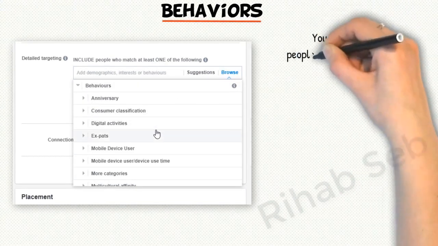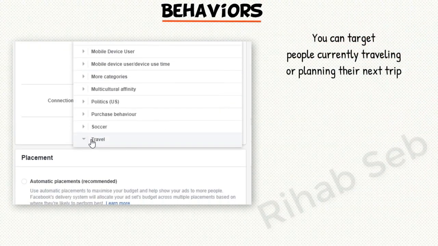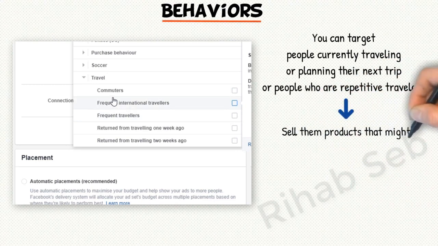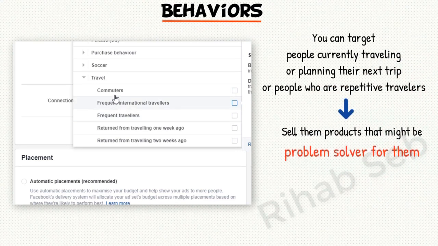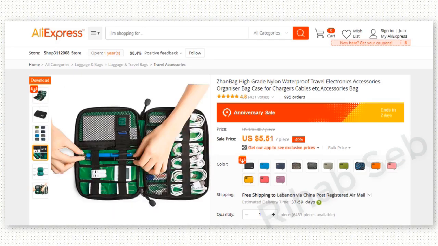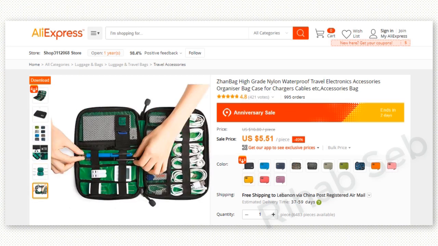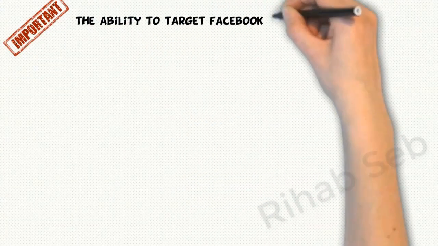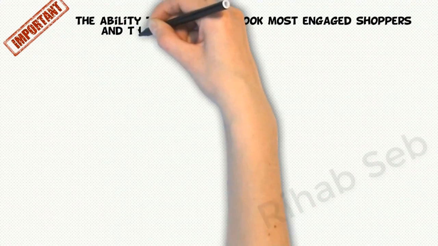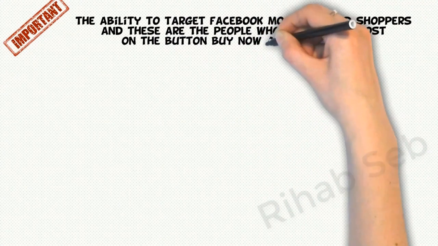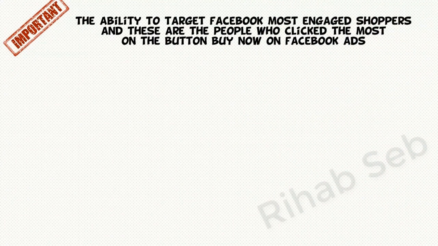And you can also target people who are currently traveling or planning their next trip, or people who are repeat travelers, and you can sell them products that might be problem solvers for them, like this one. And one of the most important features we find here is the ability to target Facebook's most engaged shoppers. And these are the people who click the most on the Buy Now button on Facebook ads.